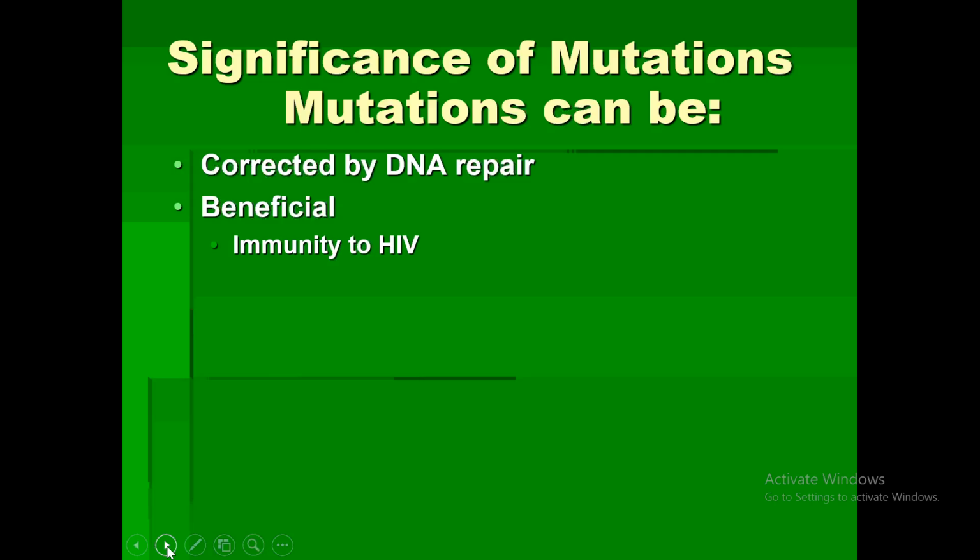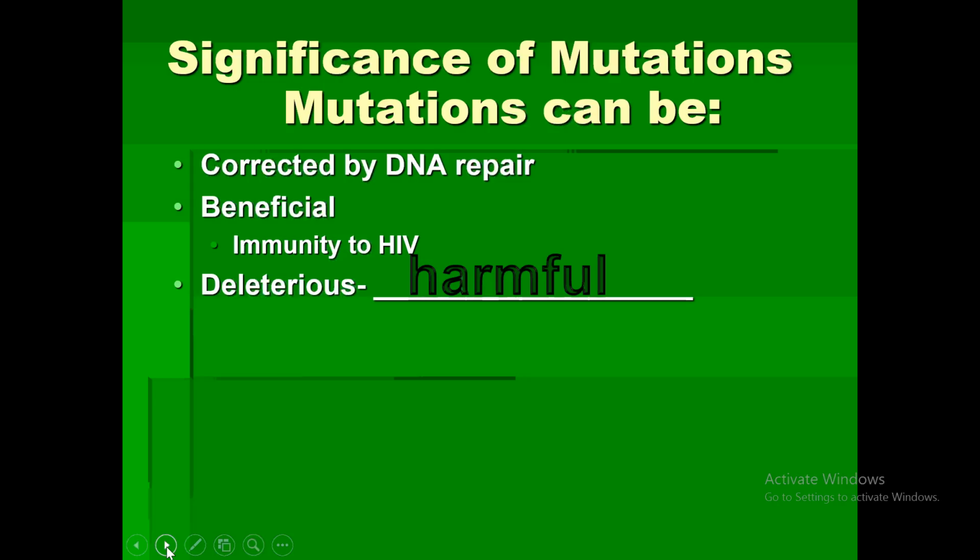Hold your question. Mutations can be deleterious. What word do you see in deleterious? Delete. Delete means to take away. When something gets taken away from you that you want, is that a good thing or a bad thing? That's a bad thing. So what does deleterious mean? It means bad. It's harmful. So some mutations can be deleterious, or harmful.